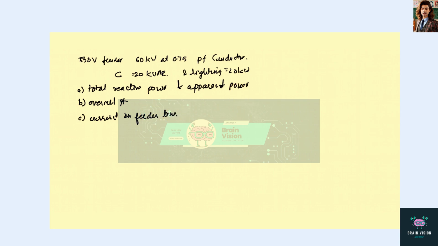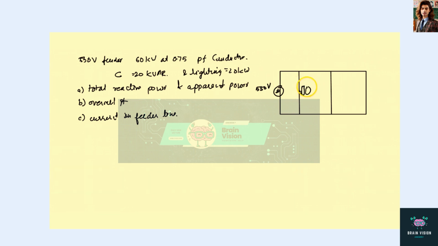The circuit is like this. The voltage source is 550 volt. Here is the motor connected, 60 kilowatt and power factor 0.75. The capacitor connected is 20 kVAR rating, and here is the 20 kilowatt lighting.